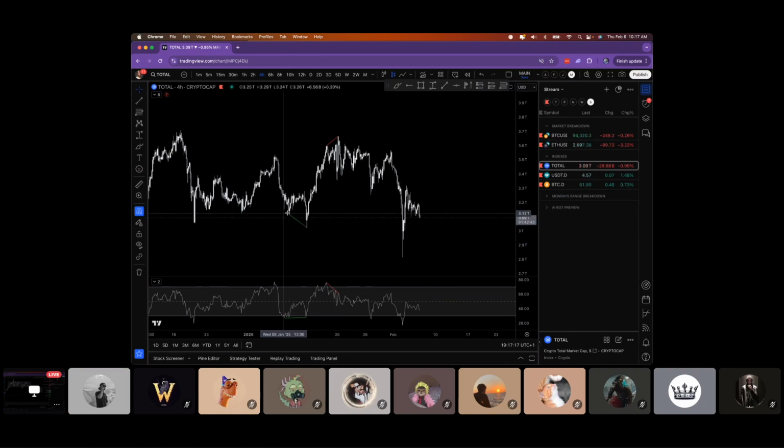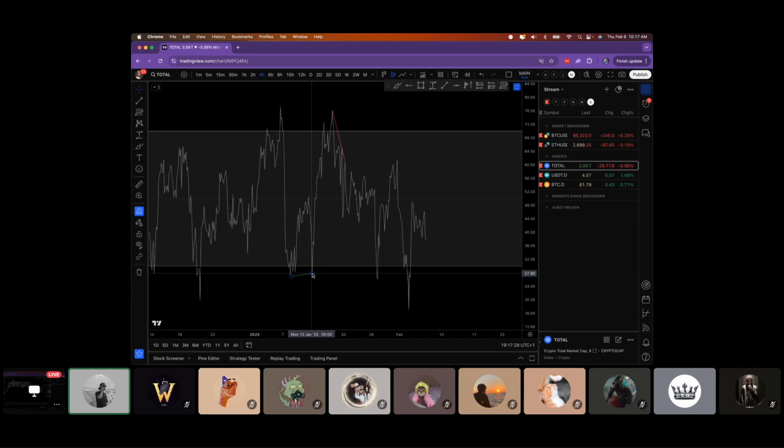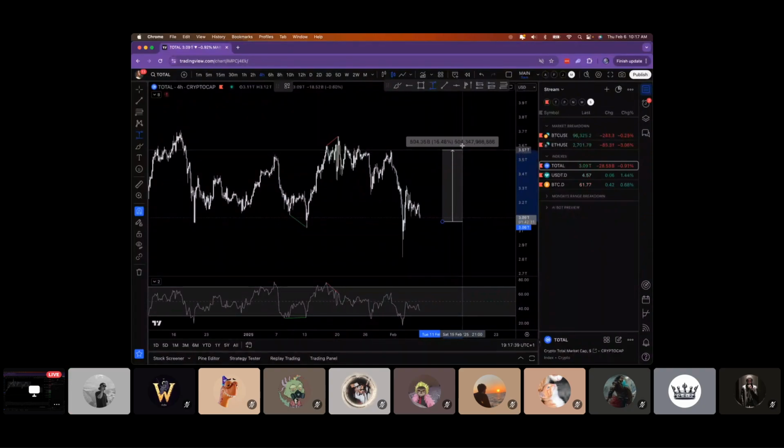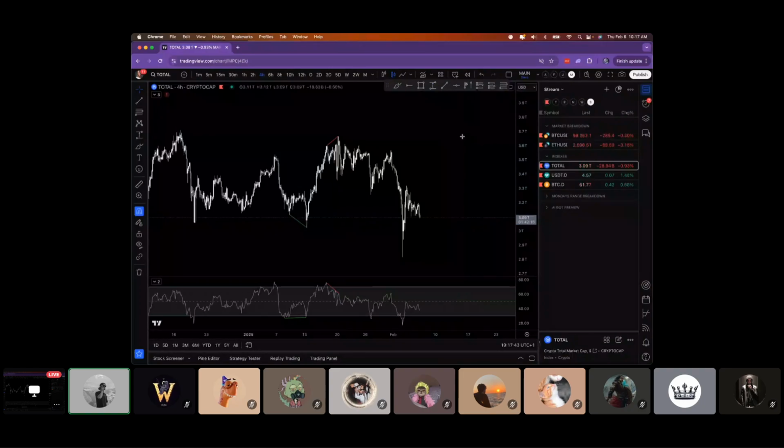You can see here, this was a 4-hour bullish divergence on total. The total market cap of all crypto was making a bullish divergence on the 4-hour, right? RSI is making a higher low, while price is making a lower low. And you can see what happened. The entire market, it doesn't matter if you long Bitcoin, ETH, or any single coin in the market, this index went up 20%. That's crazy.